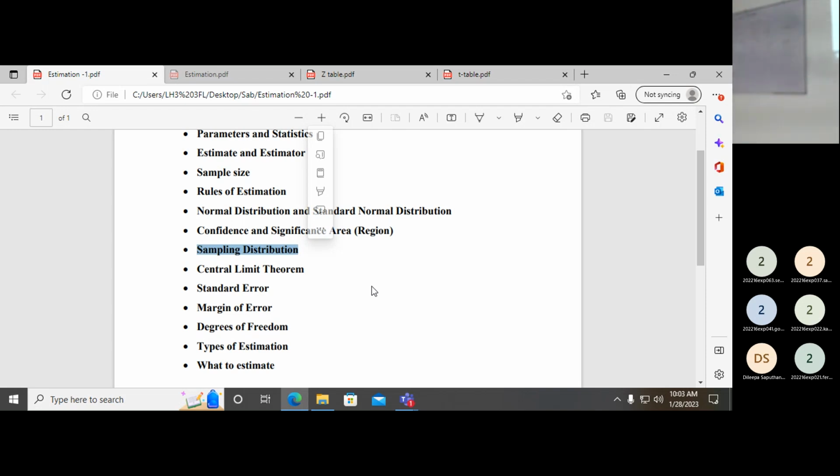Margin of error: critical value at 95% confidence. What is the critical value? 1.96. If the confidence is given as 99%, you use 2.58. This is 1.96, multiplied by standard error.